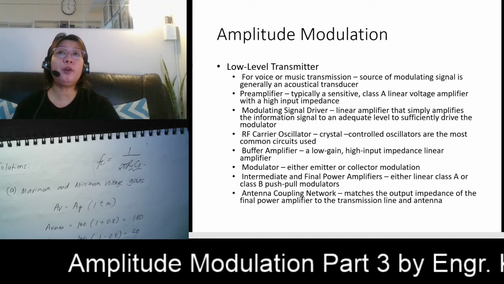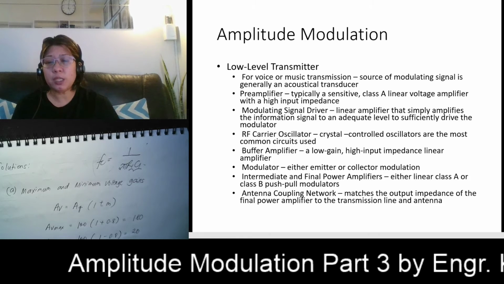Okay, so from the carrier side, we have an RF carrier oscillator. Usually we make use of crystal controlled oscillators. Why do we use crystal controlled oscillators? One of the characteristics of a crystal controlled oscillator is that it is very stable and very accurate.